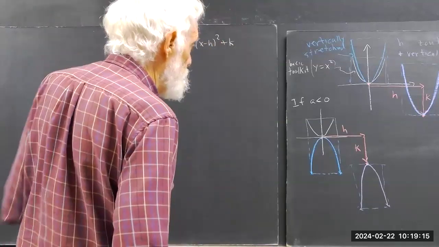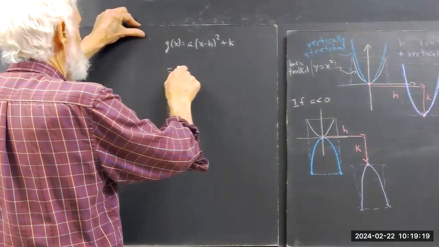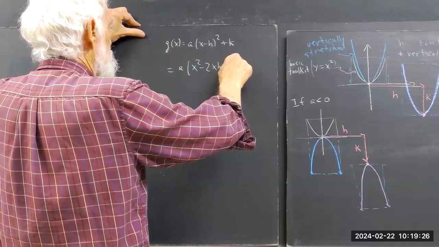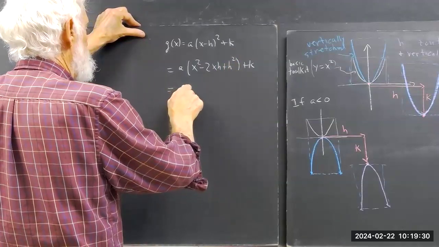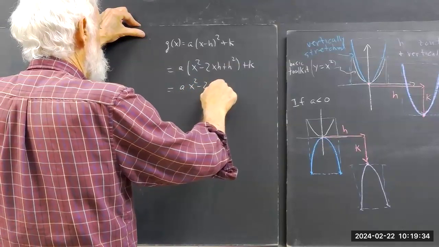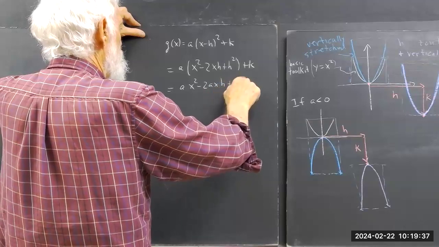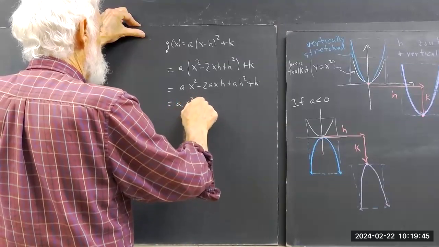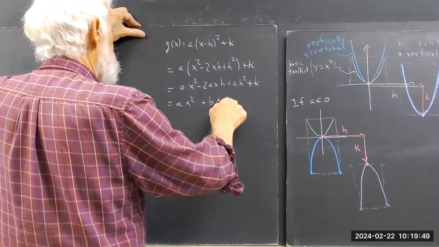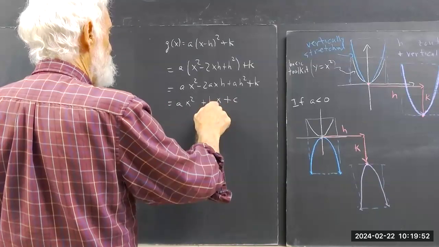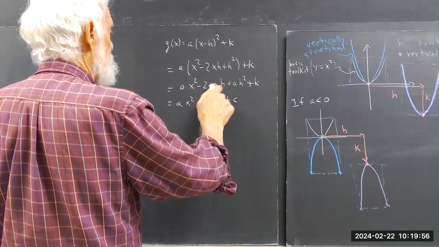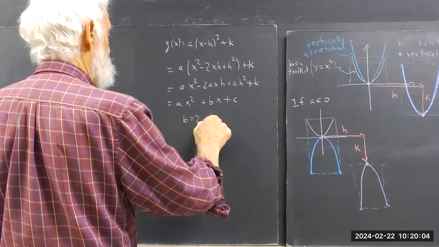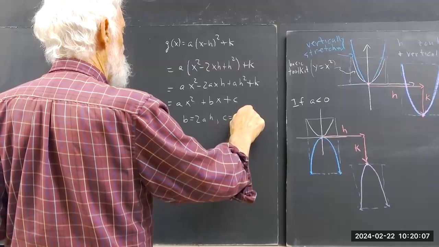g of x is a times (x minus h) squared plus k. If you square x minus h, you get x squared minus 2xh plus h squared, plus k, which is then a x squared minus 2ax h plus a h squared plus k, which equals ax squared plus bx plus c, where b is all this stuff except the x. C is ah squared plus k.